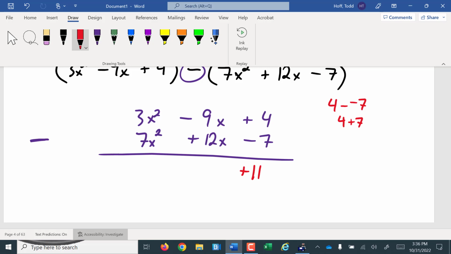Negative 9x minus 12x. Well, negative 9 minus 12 is negative 9 plus a negative 12, which is negative 21. We keep the x. 3x squared minus 7x squared. 3 minus 7 is negative 4. And you keep the name of x squared. What do you think? Good stuff?